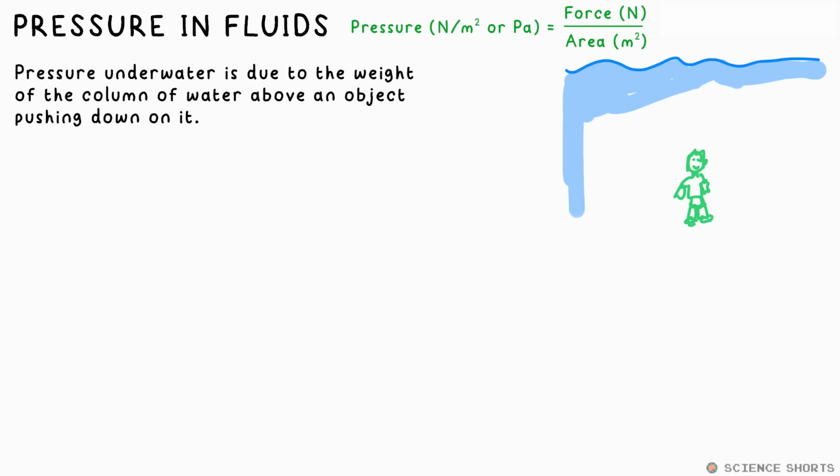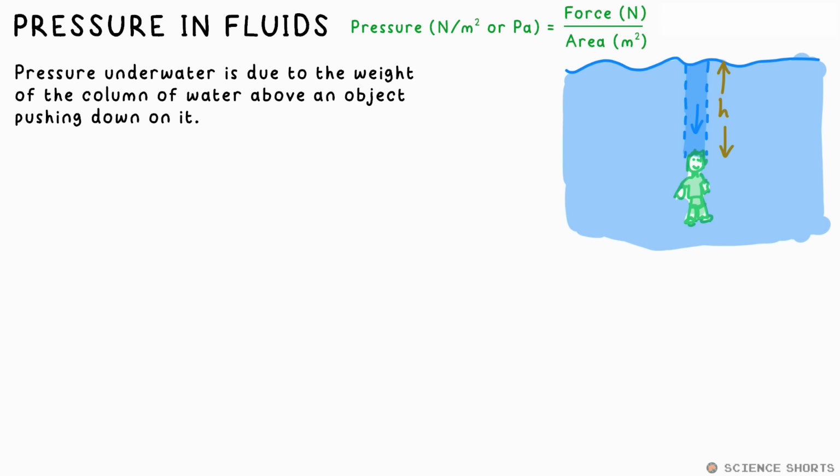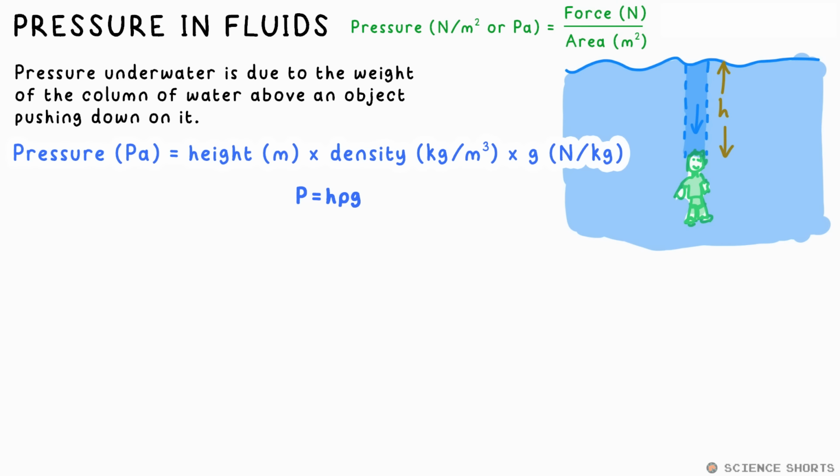You probably know the deeper you go underwater, the greater the pressure. This is due to the weight of the water above your head pushing down on you. We can calculate this pressure by using P equals h rho g. Rho is just a Greek letter that looks like a p, so it's height times density times gravitational field strength. The density of water is 1,000 kilograms per meter cubed.